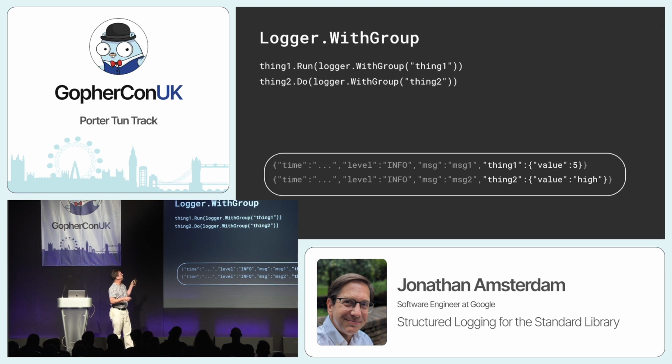So Zap calls these things namespaces. We felt it was really the same idea as a group. It's just a group that starts at this moment here when you say WithGroup and ends at the end of the log line.